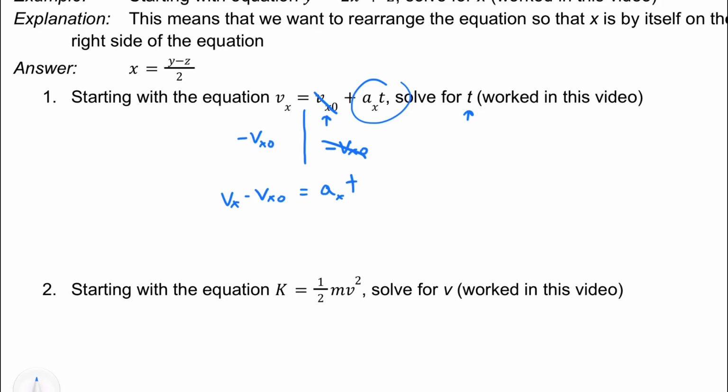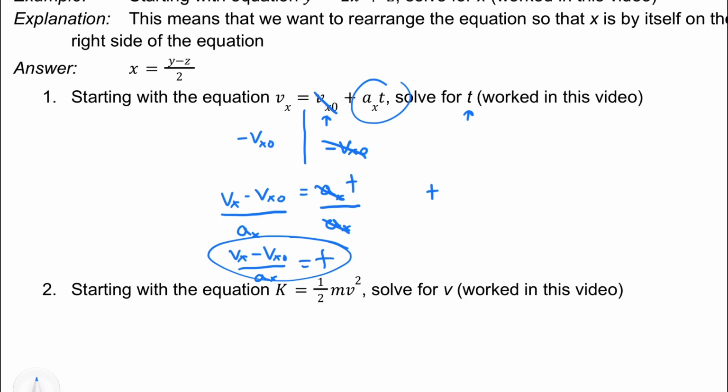And then, of course, we want t by itself, so we will divide the right side by what is multiplying t at this point in time, which is just a sub x, and then that will get rid of those two. And whatever we do on one side, we've got to do on the other side. So we end up with vx minus vx naught divided by ax equals t. And that's our final answer right there.